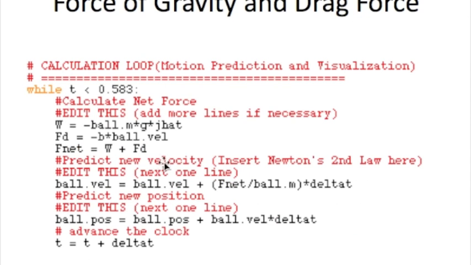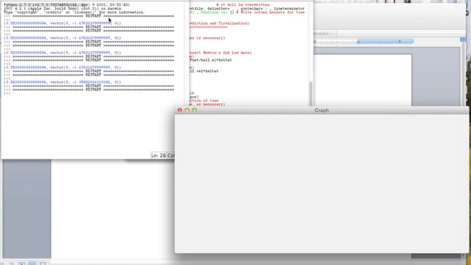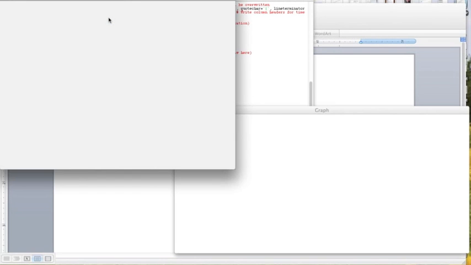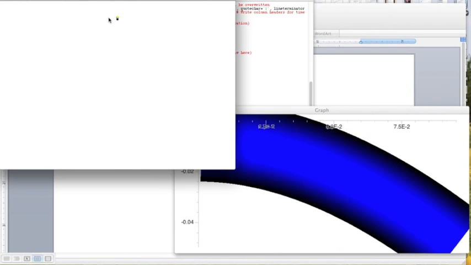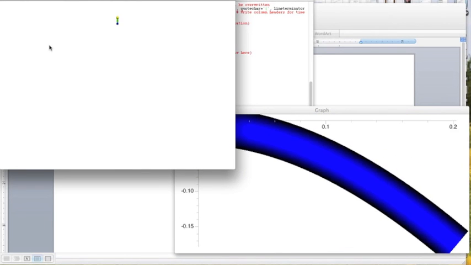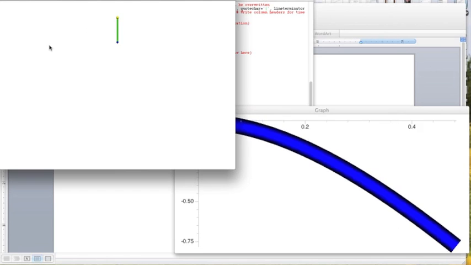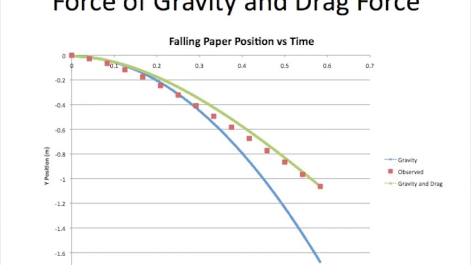I also changed the net force so it included the force of gravity and the drag force. I then ran the program for a computational model and graphed all the data in Excel. Accounting for drag makes the model fit the actual data much better. The paper ball slows down due to gravity and the drag force.